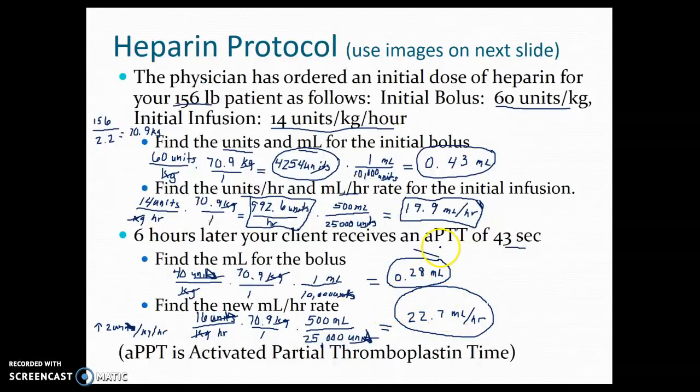Once I had their APTT level and I looked at my protocol, I no longer had to consider a maximum because their blood tests revealed that they needed more of the heparin. And so that's why I did not have to do the second part in 2 steps. I could go directly to the milliliter per hour rate.